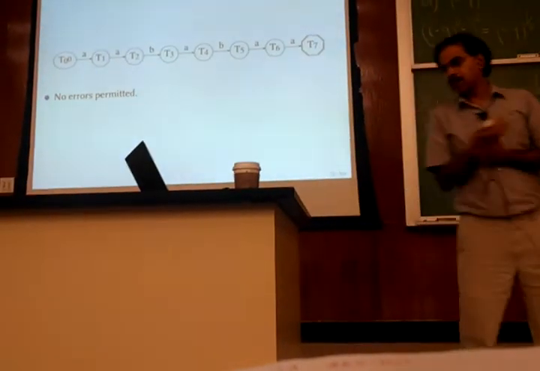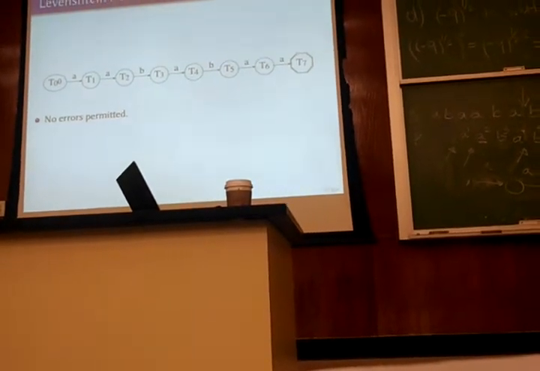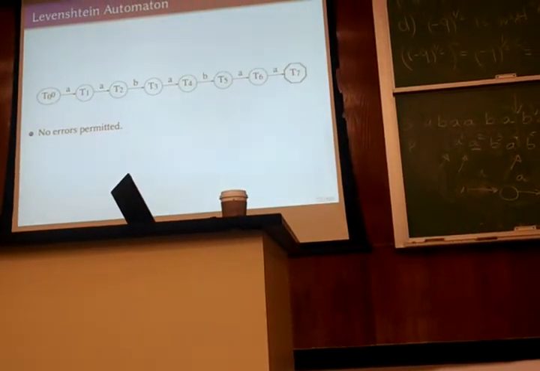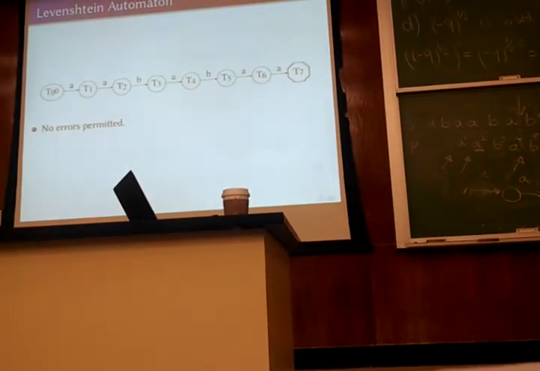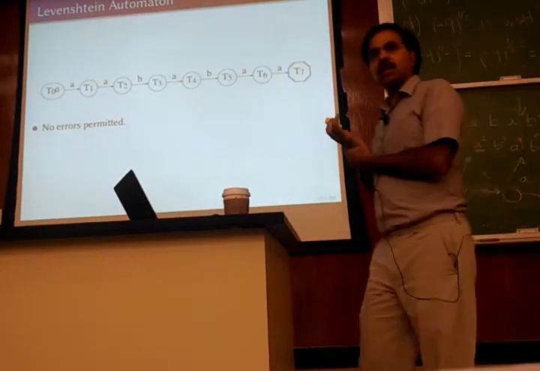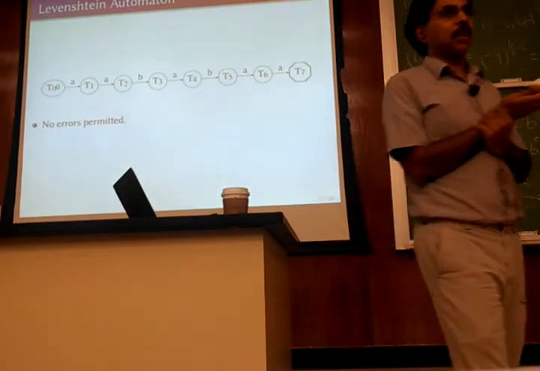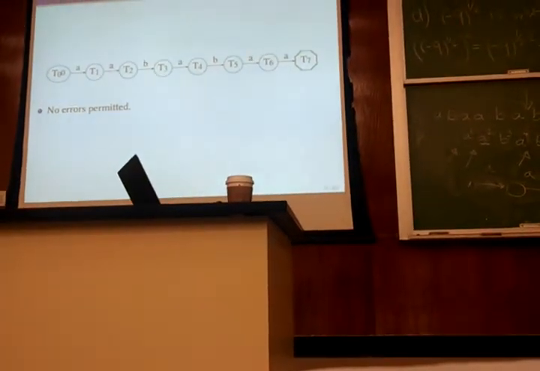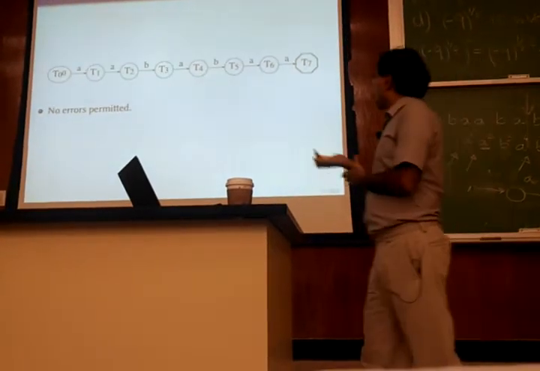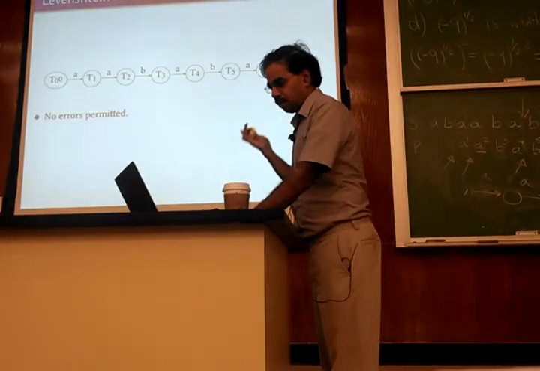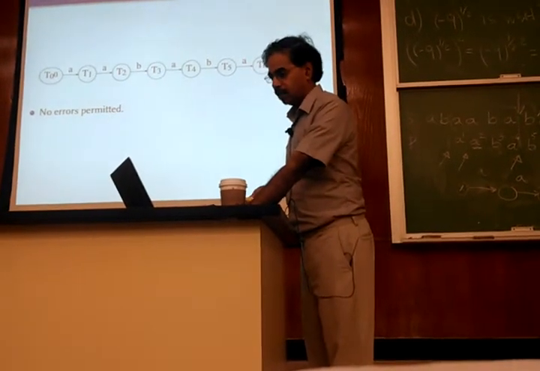So what does a Levenshtein automaton do? It's basically an automaton that allows certain error transitions. The error transitions capture approximate matching, which means you can have some mismatches. Those mismatches will be explicitly captured as transitions in the automaton, and that's what we call a Levenshtein automaton. This is the simplest case where no errors are permitted, so it's basically an exact matching automaton.